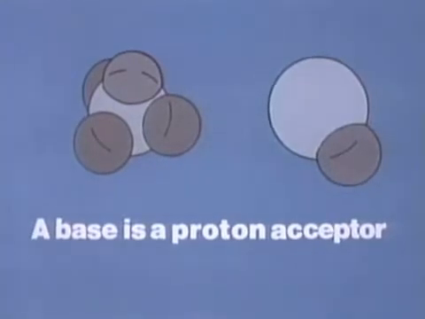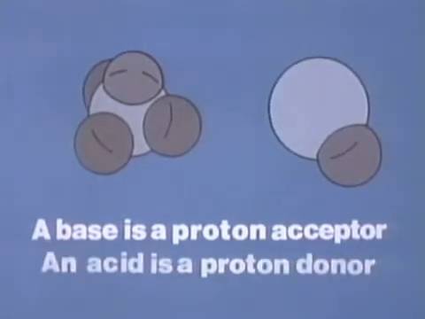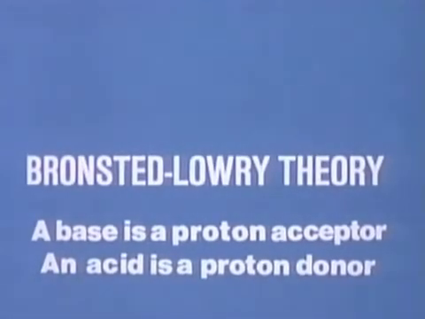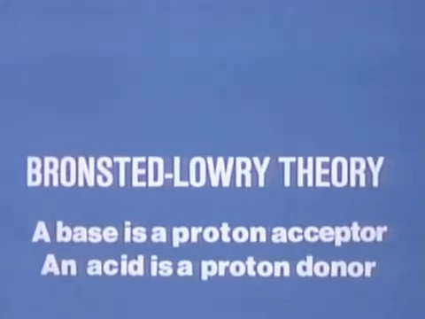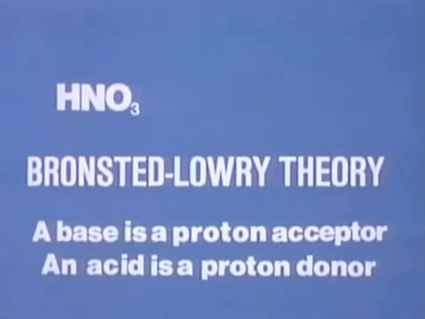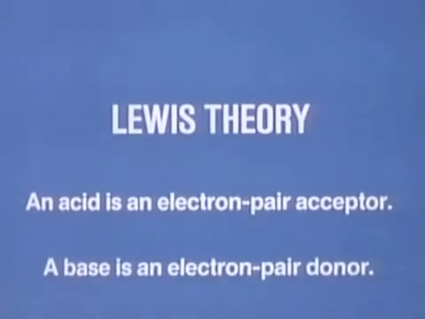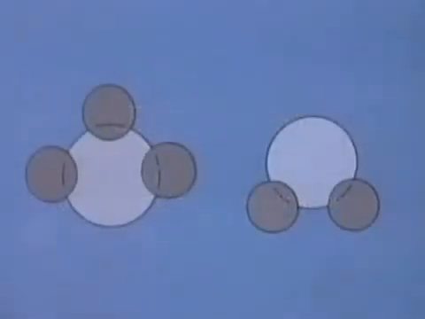The concept of bases as proton acceptors and acids as proton donors is the basis of the Bronsted-Lowry theory of acids and bases. According to this theory, only substances that contain hydrogen can be acids. Another theory, the Lewis theory of acids and bases, is more general, but not as convenient to use. It states that an acid is an electron pair acceptor, and that a base is an electron pair donor.